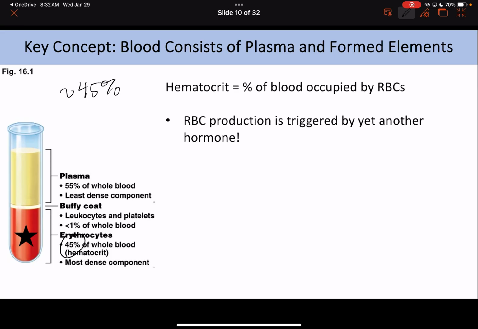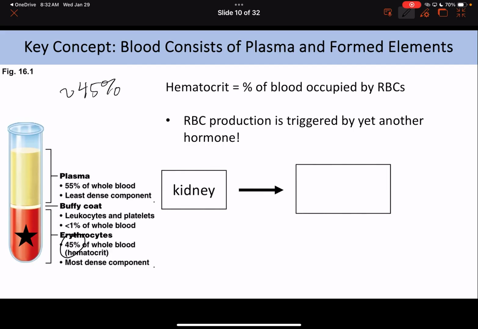Before we get into hematocrit, our red blood cell production is triggered by yet another hormone. So I'm going to give you another hormone pathway. The kidneys, and we'll talk about the whole negative feedback a little bit later, when they detect things like low oxygen and know that we need more red blood cells to carry more oxygen, are going to release a hormone called EPO. That EPO stands for erythropoietin.